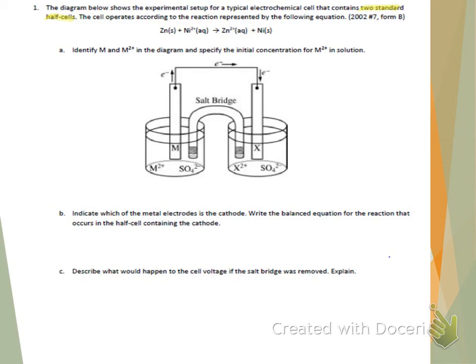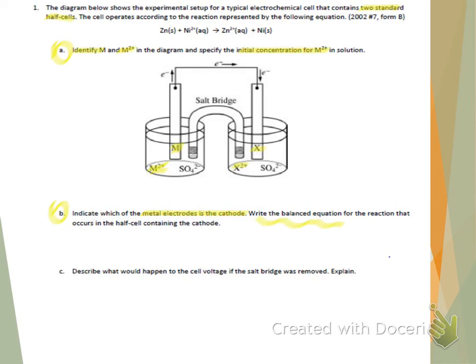So we see our reactions, zinc and nickel are reacting, but down in our diagram, they're just labeled M and X. Part A asked us to identify M and M2+ in the diagram and specify the initial concentration for M2+. While in Part B, we want to know which of the metal electrodes is the cathode and write the balanced chemical equation for that. Pause the video and go ahead and give Part A and Part B a try.